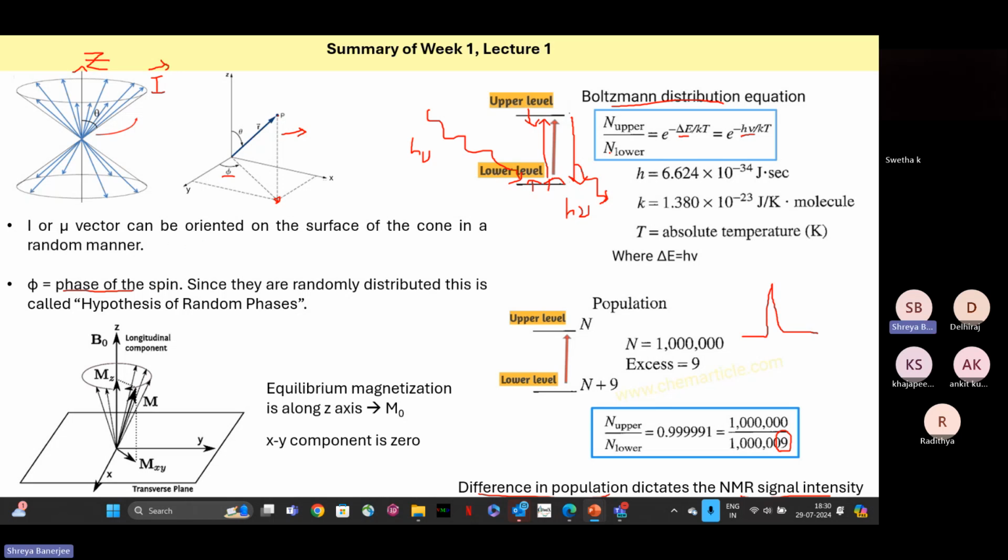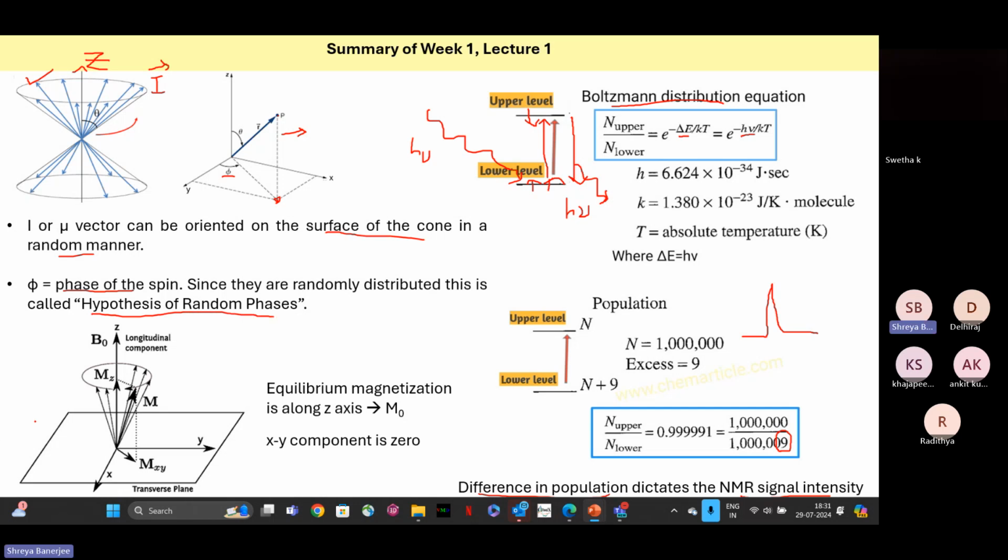Now, in the absence of any external magnetic field, I can be oriented in any direction on the surface of the cone. There is a cone shown here, and on the surface of this cone, I can orient itself along any direction in a random manner. So for each of these arrows shown in this picture, there will be a different value of phi, that is, a different value of phase. And because I is randomly distributed, the phase will also be randomly distributed in the absence of an external magnetic field. And this is called the hypothesis of random phases.